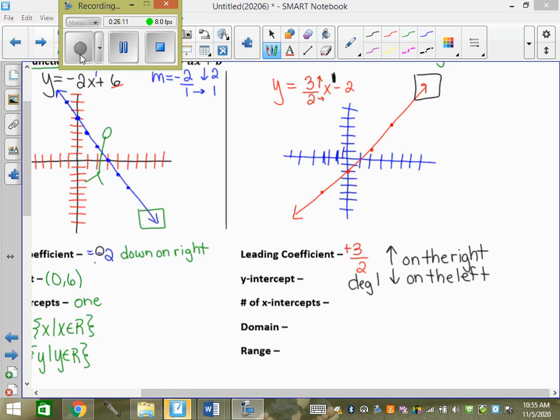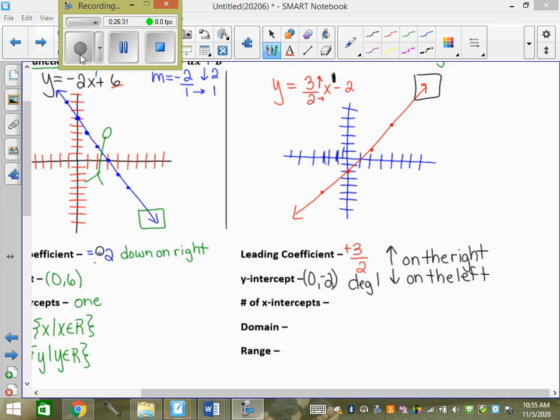So the sign of your coefficient tells you if you end down or up on the right. And the fact that it's a degree 1 means it ends opposite on the left. So the sign tells you how it ends on the right first. Does that make sense? My y-intercept is my constant, so it's at 0 and -2.